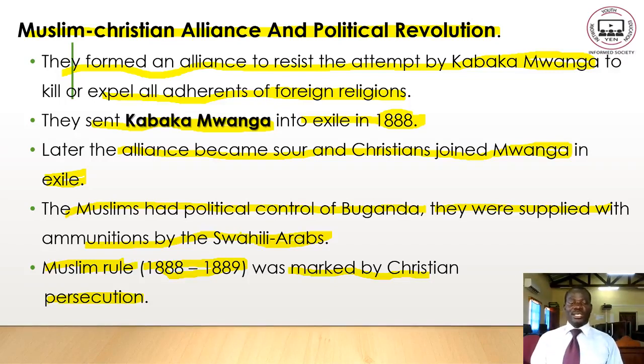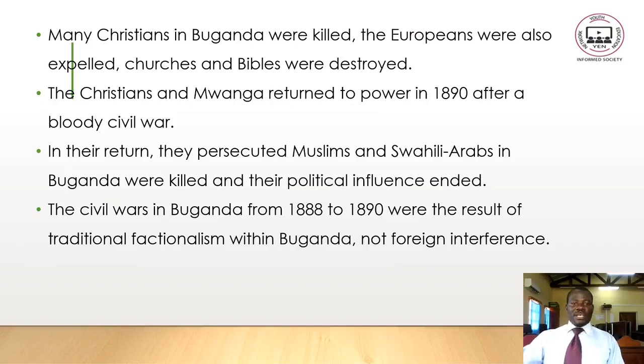So with that, we see that there was instability. That's why we have said that the Christians ran away into exile and joined Kabaka Mwanga. Many Christians in Buganda were killed because there was that Muslim rule. So the Europeans were also expelled, and churches and Bibles were destroyed.